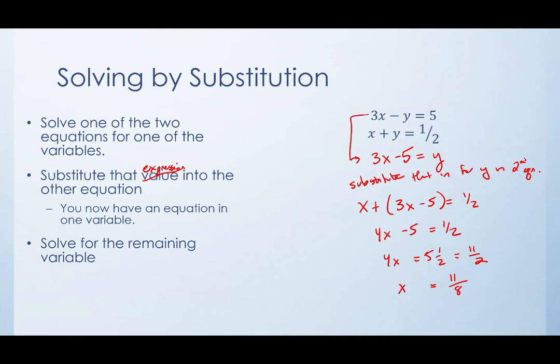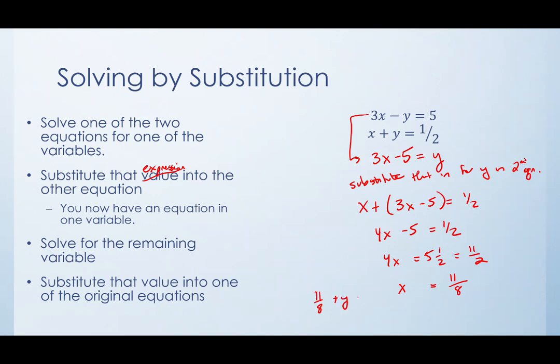So we've got x solved for, and then our last step, we've got to go back and solve for y. We can substitute into either of the two equations now that we have x solved for. In this case, it might be a little bit easier to do it with equation 2. So we would have 11 eighths plus y equals 1 half. So y is going to be 1 half minus 11 eighths, which is going to be 4 eighths minus 11 eighths, which will be what, 7 eighths.